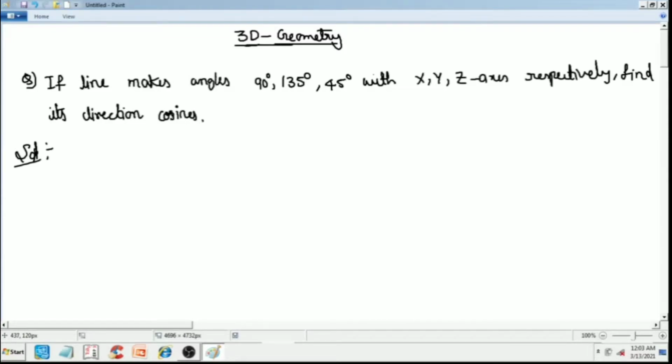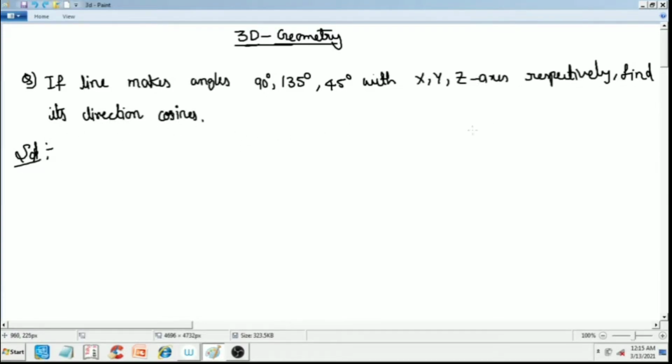Hello guys, in this video we are going to discuss the 3D geometry important problems. First of all, we'll start with the basics, okay? Here we have a question. If the line makes angles 90 degrees, 135 degrees, 45 degrees with the X, Y, Z axes respectively, find its DCs.